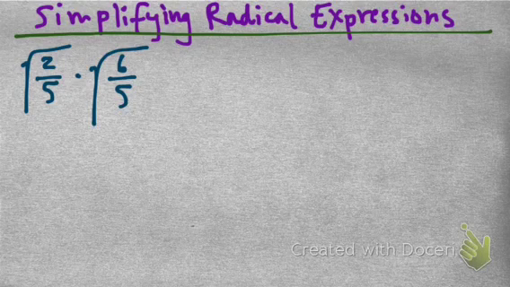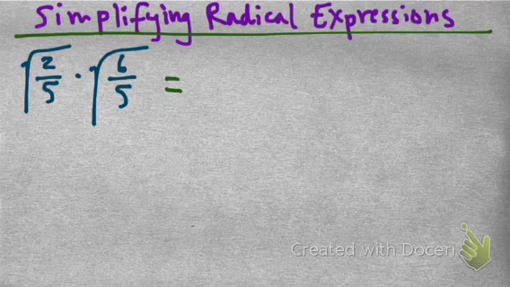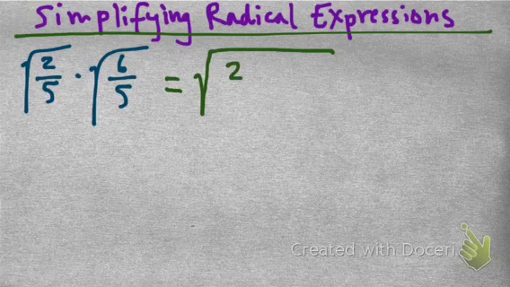We're going to do another two simplifying radical expression problems. So our first one here, we've got the square root of a fraction times the square root of another fraction. And I know that when I multiply two radicals together, I can write them underneath one big radical and then write the inside of each multiplied together.